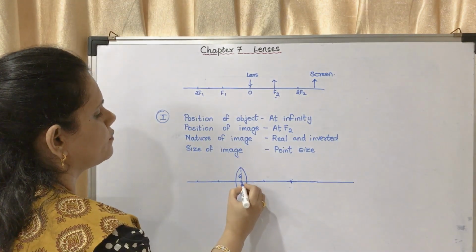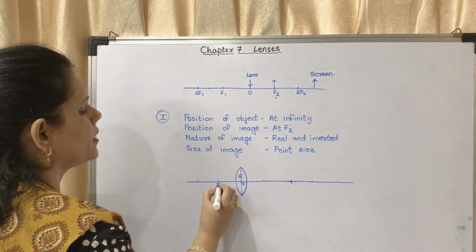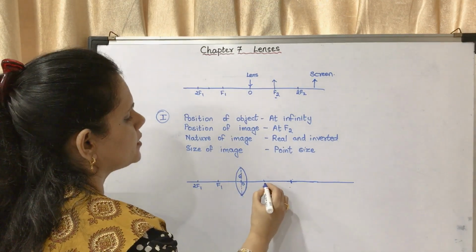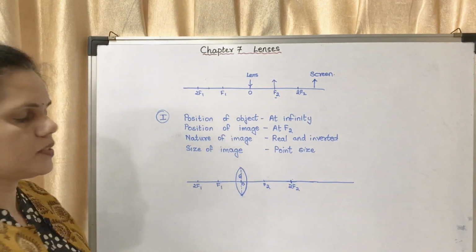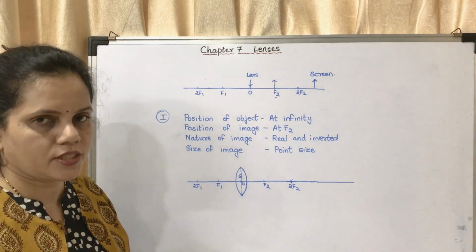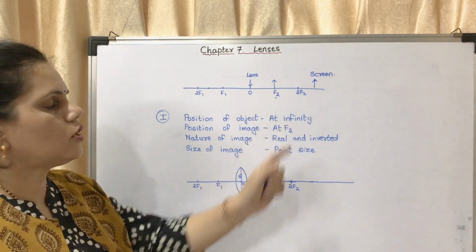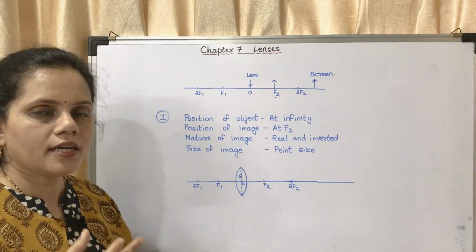This center will be O, that is the optical center. This will be F1, this will be 2F1, this is F2 and this will be 2F2. Okay, these are the points which are to be marked. Now, where is the object? The object is at infinity, so we are not able to show the object.